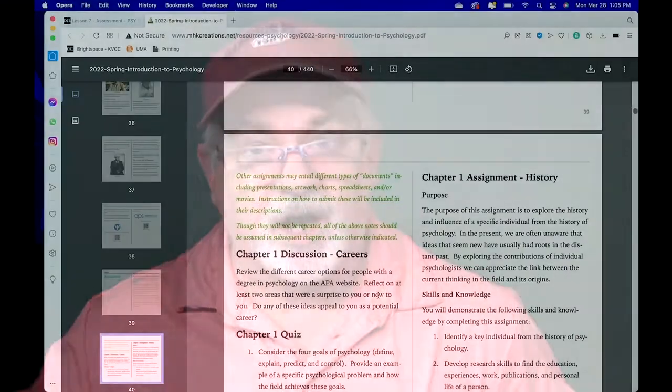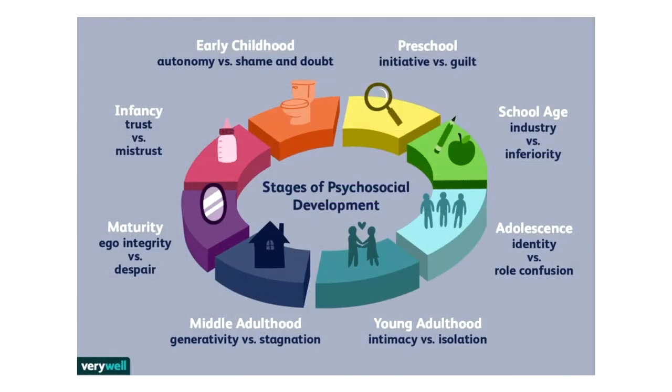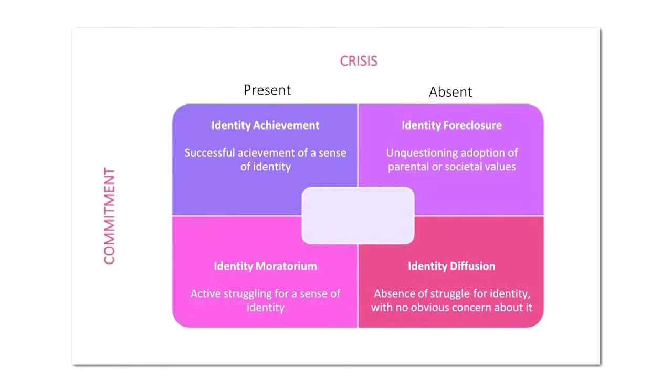Now, the other theory that I introduce is the work of James Marcia. Now, James Marcia takes a dynamic view of identity.